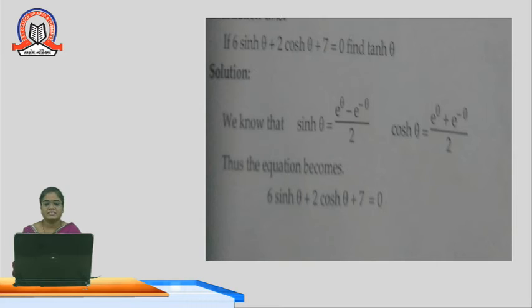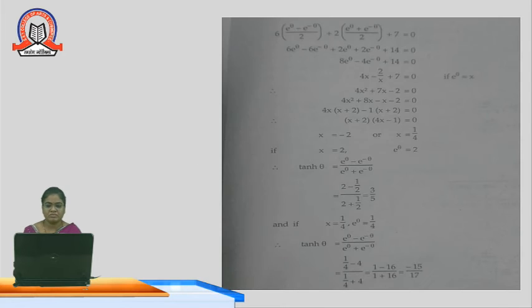Now if 6 sinh θ plus 2 cosh θ plus 7 equals 0, we want to find tanh θ. As we did in the previous problem, we use the same method, substituting sinh θ equal to (e^θ minus e^−θ)/2 and cosh θ equal to (e^θ plus e^−θ)/2. Substituting, we get the equation 8e^θ minus 4e^−θ plus 14 equals 0. Let e^θ equal x. Substituting that, we get 4x minus 2 upon x plus 7 equals 0.